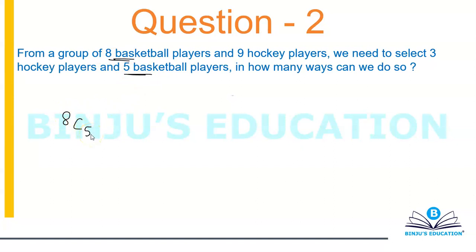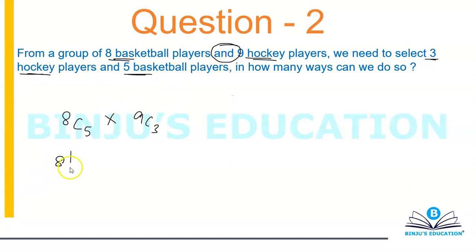Out of 9, I need 3 hockey players. I have 9 hockey players. I need to select 3 hockey players. So it will be 9C3. When you use the term AND, it stands for multiplication, so you'll be multiplying this.